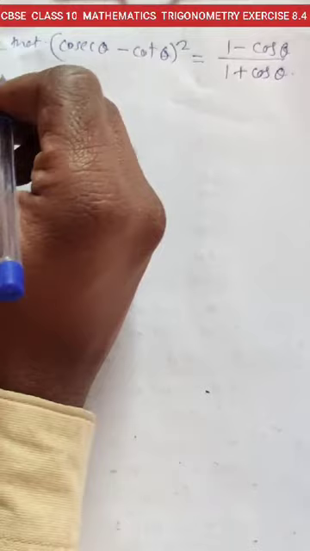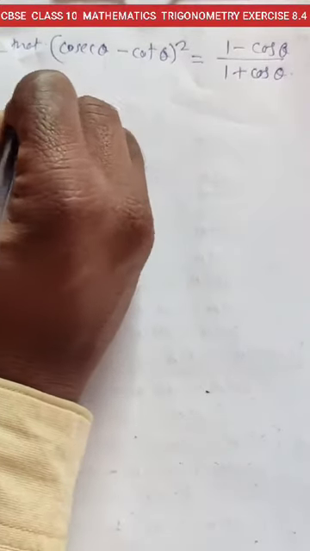Dear students, today we have taken exercise 8.4 question number 5. The question is to prove that. In this exercise, some examples are given, and we have to prove that LHS is equal to RHS. Our first example is (cosec theta minus cot theta) whole square is equal to (1 minus cos theta) upon (1 plus cos theta). To solve this type of example, in the next step simply write down the LHS.